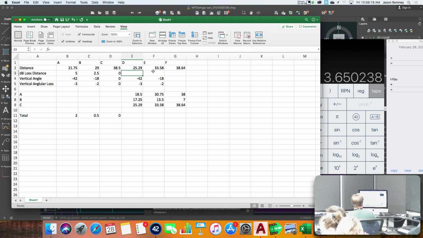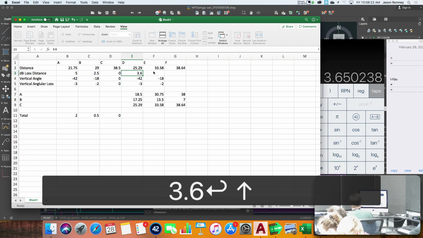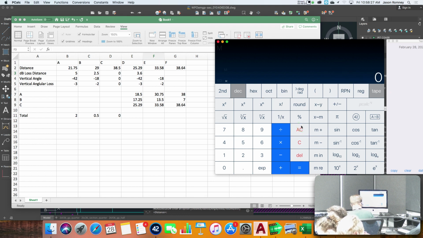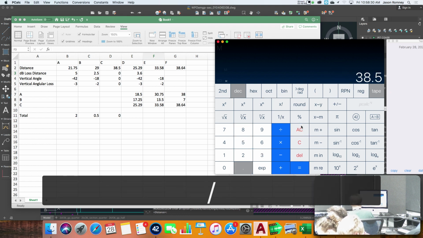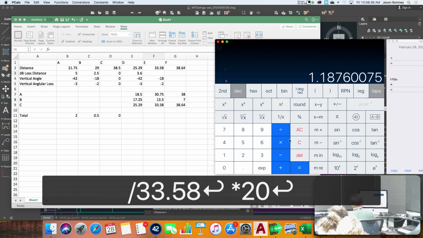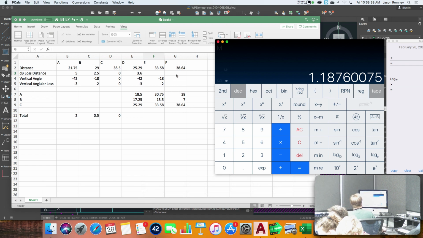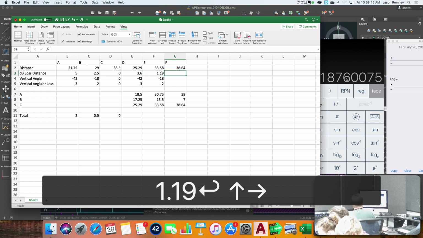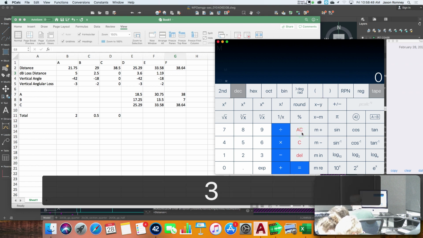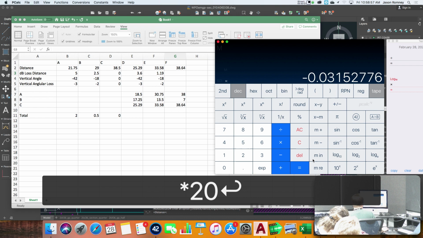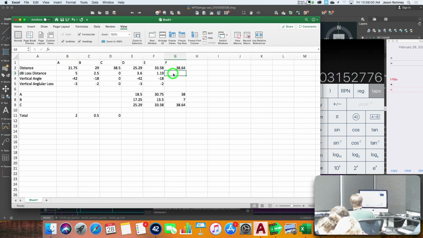What about to seat E? 38.5 divided by 33.58. Log 10 times 20, I am gaining 1.19 dB. Because I'm a little bit closer. Okay. What about to seat F? 38.5 divided by 38.64. It's not going to be much. 0.03 dB. I'm going to say that's nothing. I'm going to say that's still 0 for loss over distance. Okay?